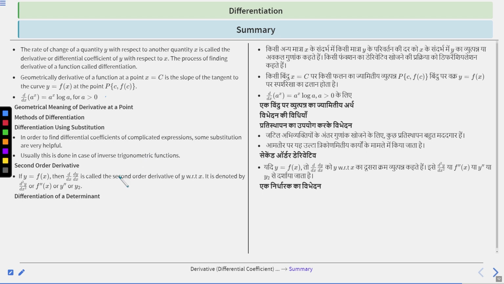After that, we have seen second order derivative. Clear? That is, if y equal to f(x), then d of dx of dy by dx is called the second order derivative of y with respect to x, which is denoted by d square y by dx square or f double dash x or y double dash or y2, right? After that, in last we have discussed the differentiation of a determinant, right? Okay, so these are basically the theory portions of the differentiation.